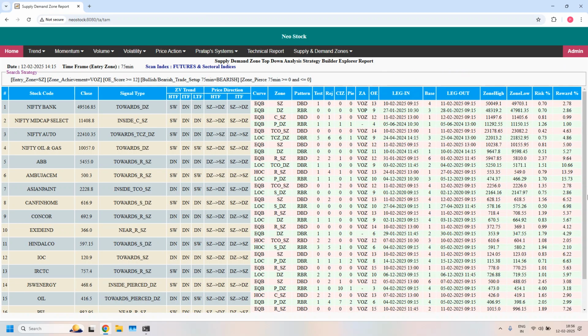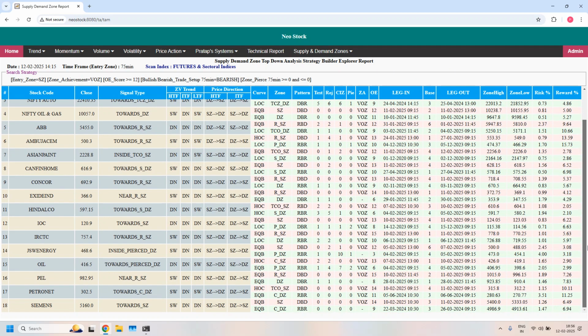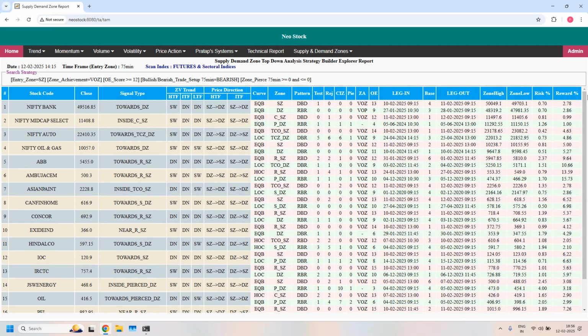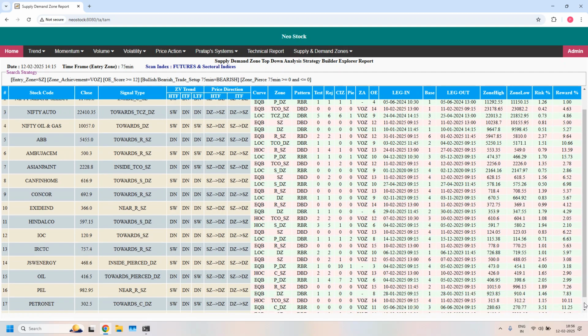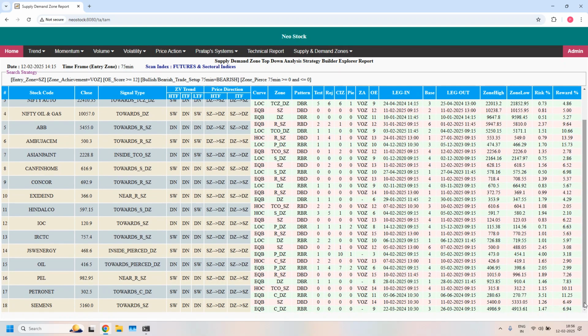With all the 3 filters, we got 18 stocks. And these 18 stocks are currently supporting bearish trade setup for a weekly income trade. So these are the first 15 stocks. I am scrolling the list down. Okay, out of these 18, how many 75 minute supply zones are having Confluence with daily time frame?